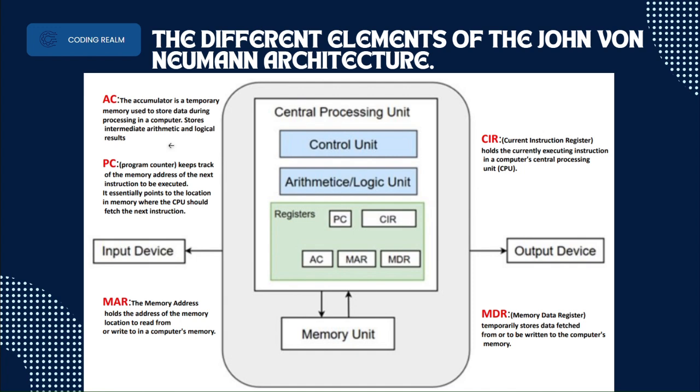fetch the next instruction. The MAR, or memory address register, holds the address of the memory location to read from or write to in our computer's memory. The CIR, the current instruction register, holds the currently executing instruction in the computer's central processing unit, the CPU. The MDR, or memory data register, temporarily stores data fetched from or to be written to the computer's memory. These are the different parts of the registers in the CPU.